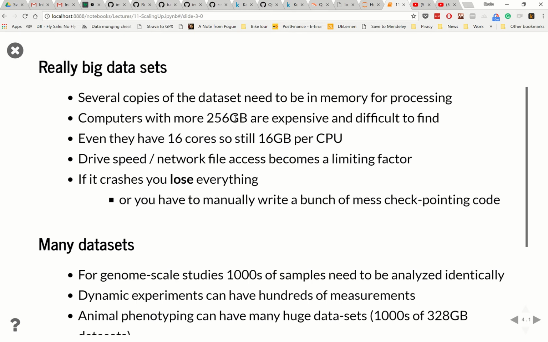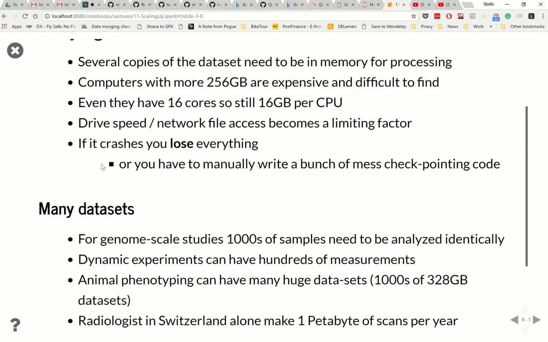So computers with more than 256 gigabytes of memory are expensive or difficult to find. There are getting better and better options for this. So if you look at Amazon today, you can get a machine with 4 terabytes of memory, which then makes some of these problems much easier to deal with. And even computers that have sort of 16 cores still have 16 gigabytes per CPU. And so if you're trying to process really large data sets in parallel, it becomes much more difficult if you're dealing with very large image sets.